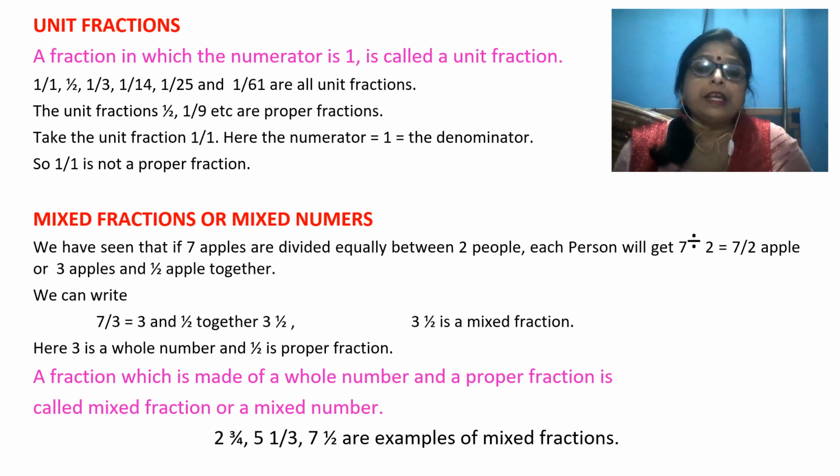So you can say it is a fraction in which a whole number is present and a proper fraction is also present. It means it is a combination of a whole number and a proper fraction. Such types of fractions are called mixed numbers or mixed fractions. So 2 whole number, 3 by 4, is an example of a mixed fraction.